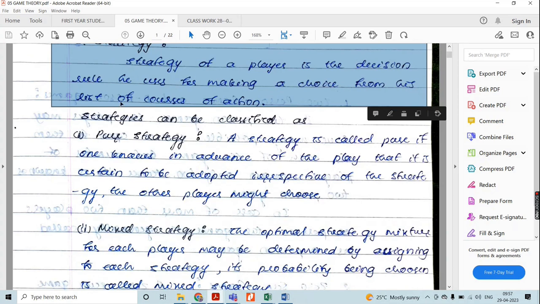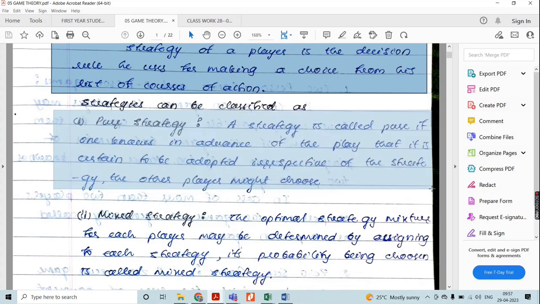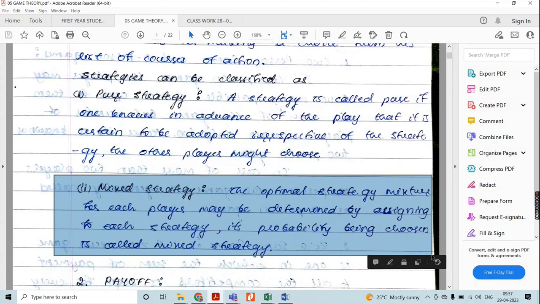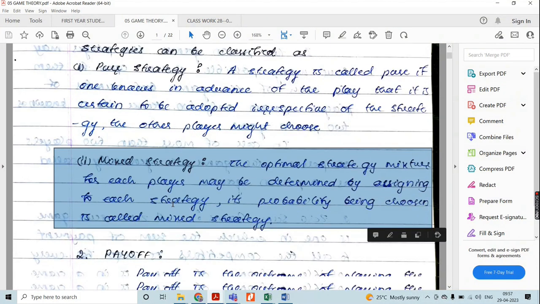Then in the case of strategies, there are two types: one is pure strategy, another is mixed strategy. Pure strategy is nothing but what we know before the game, which is to be played in advance, and which can be recognized easily based on individual performance. That itself is called a pure strategy. Mixed strategy means predicting each player's status based on his performance, and we make a probability of the decision. That itself is called a mixed strategy.